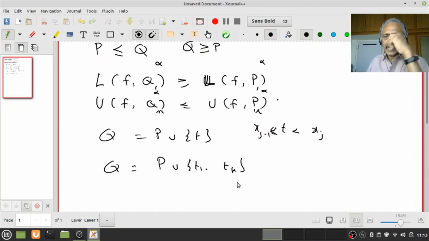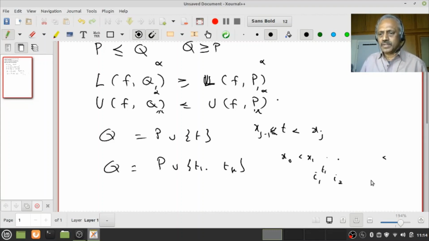This is the way we write it, remember. But when we say Q is a partition, it should look like x0 less than x1, and so on. So when I write t1, t2, ..., tk, it is a very clumsy notation: between x_{i1} and x_{i2} there is a t1, and similarly between x_{ik-1} and x_{ik} my tk lies, and so on. It is a very clumsy notation, but this is a standard way of writing. I hope you all understand.